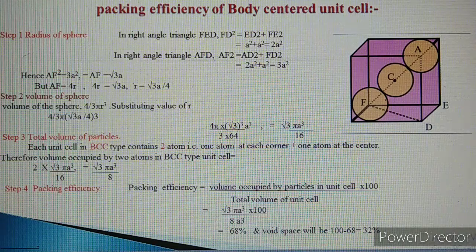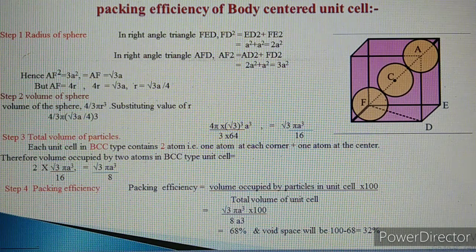If you observe the figure, as it is body centered, at the center one constituent particle is there, indicated by one sphere. In the upper face, half a particle will be shared, and in the lower face again half a particle will be shared. So if you observe, AC is nothing but 4r, where r is the radius of the sphere. Hence AF square is equal to 3a square. Taking the square root, AF is equal to root 3 a.